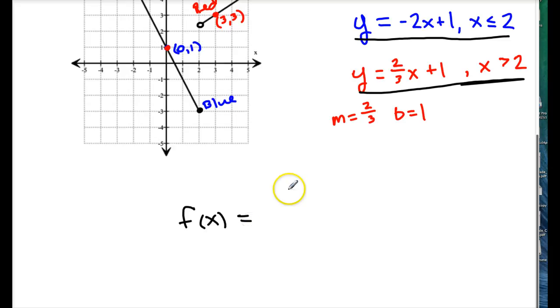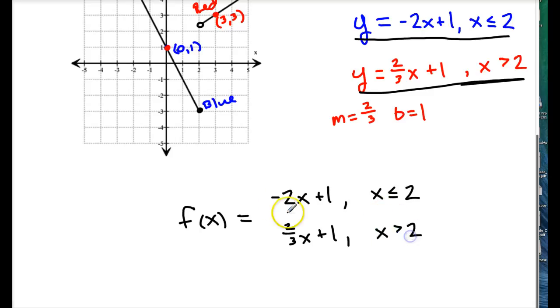f of x equals, and it doesn't matter which one goes on top or bottom. I'm going to start with my first equation on top, negative 2x plus 1, and its domain again is x is less than or equal to 2. And then on the bottom, 2/3 x plus 1, and again x is greater than 2 for that domain. So that's how you write the equation for a piecewise function.